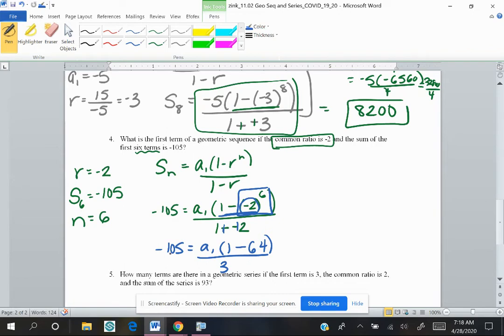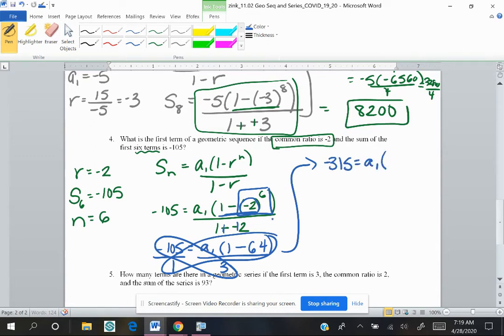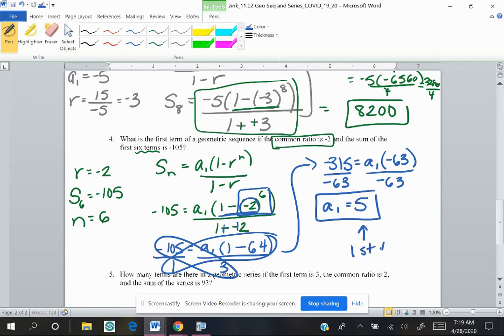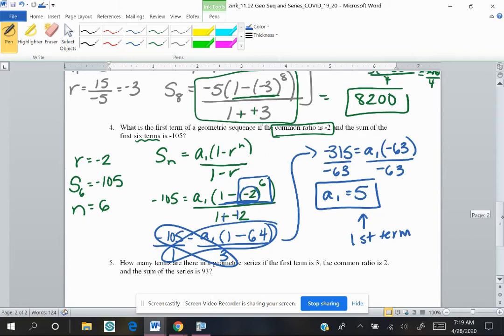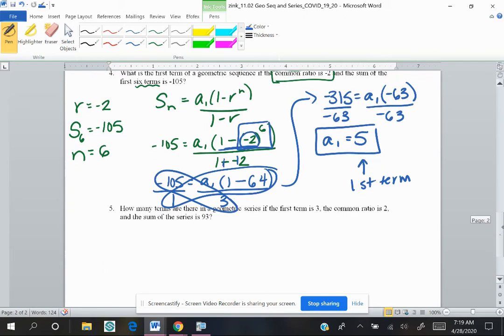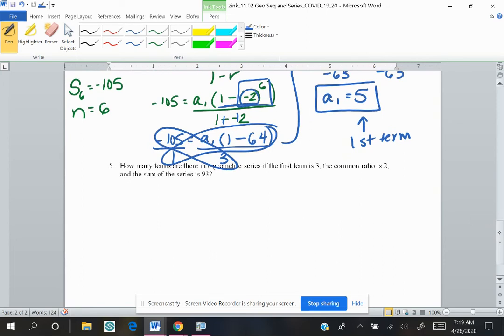All right, now let's put -105 over 1, and I'm going to cross multiply. And I get -315 equals a sub 1 times 1 minus 64, which gives me -63. To solve for a sub 1, I'm just going to divide both sides by -63. And a sub 1 is 5. So my first term would be 5. So it's just a matter of using those formulas and substituting in.